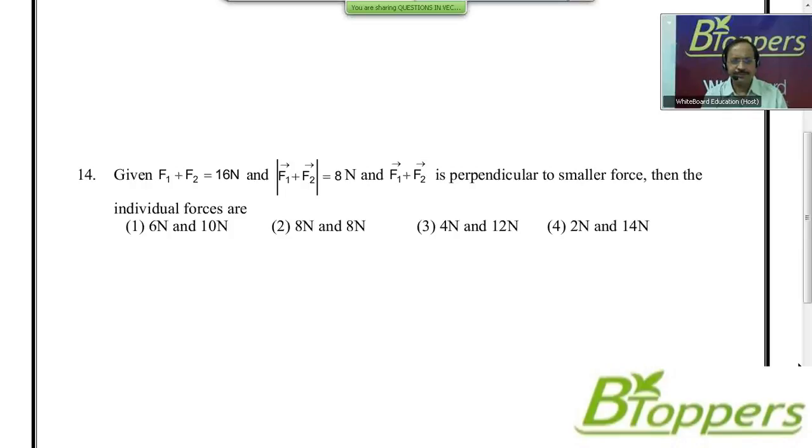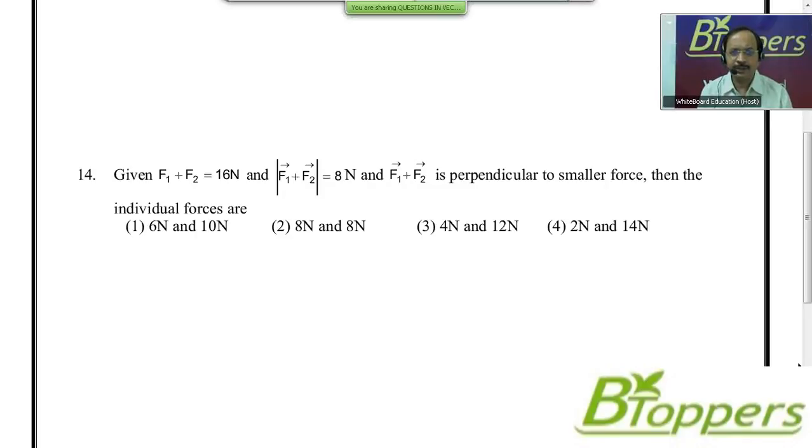Look at the question number 14. Given F1 plus F2 equals 60 newtons, and modulus of F1 bar plus F2 bar equal to 8 newtons, and F1 bar plus F2 bar is perpendicular to the smaller force, then the individual forces are, you are given 4 options there. First option 6 Newton and 10 Newton, second option 8 Newton and 8 Newton, third option 4 Newton and 12 Newton, fourth option 2 Newton and 14 Newton. Come on, try this problem.